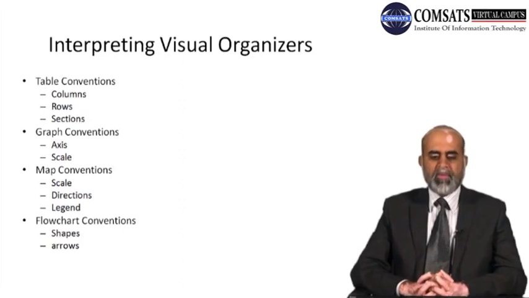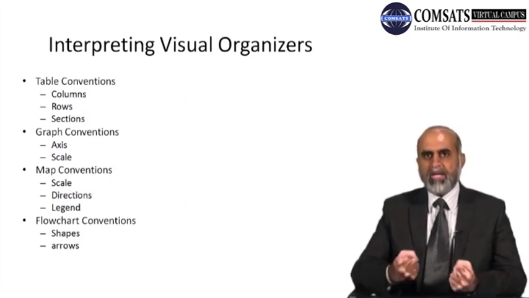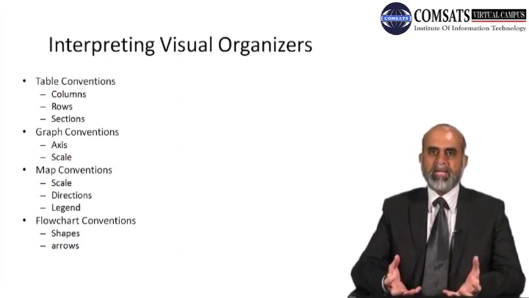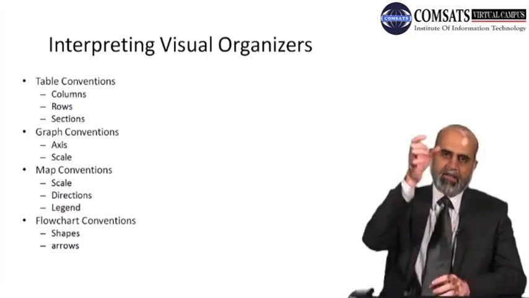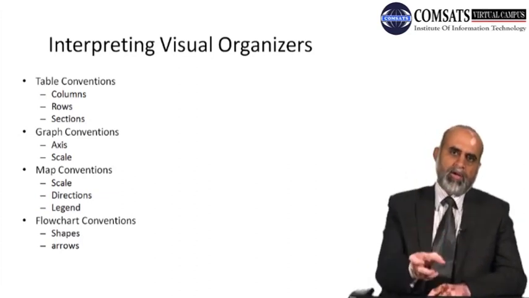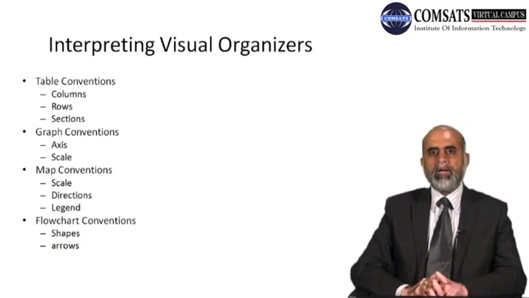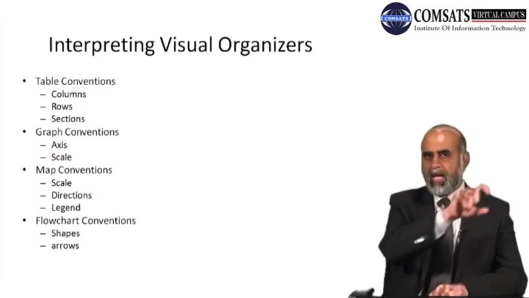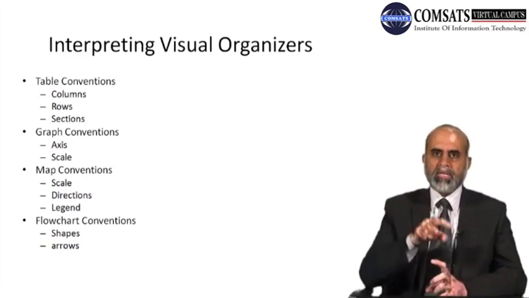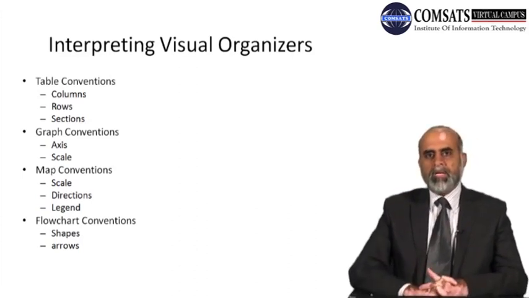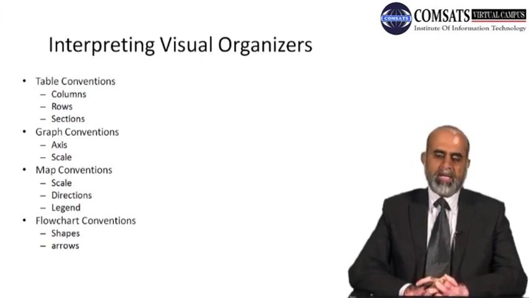For example, in tables, in order to extract information, in order to interpret or read a table, we need to know that information is presented horizontally and vertically. Vertically it is called a column, and horizontally it is called a row. So information is presented in columns and rows, and if you have used Excel sheets, you know each box is called one cell. So these columns and rows and various sections are conventionally used in a table.